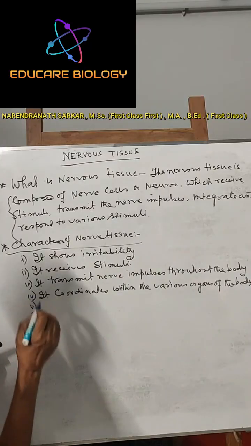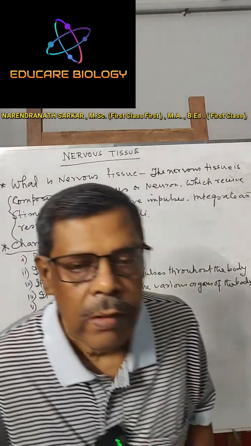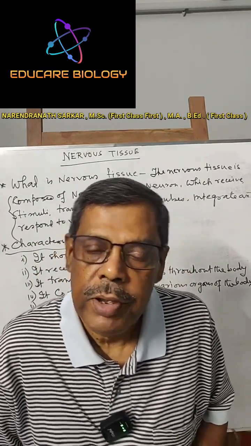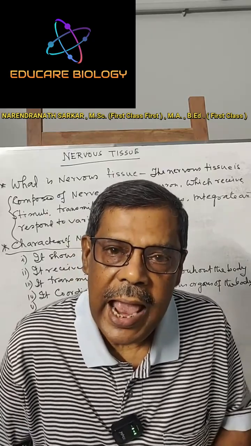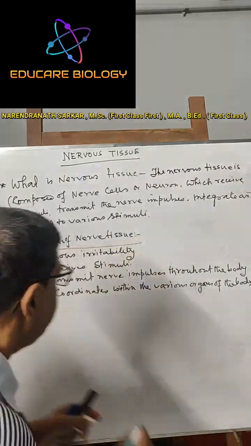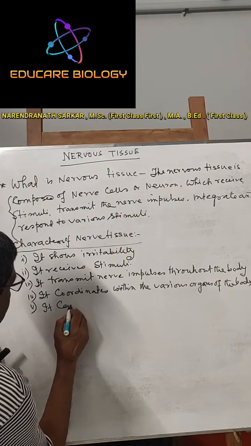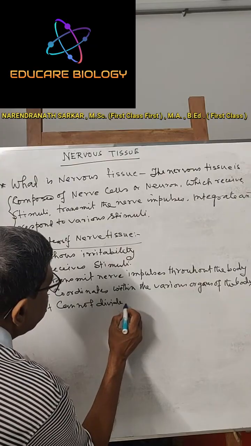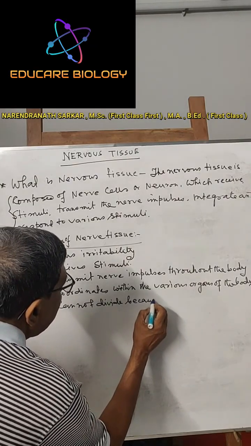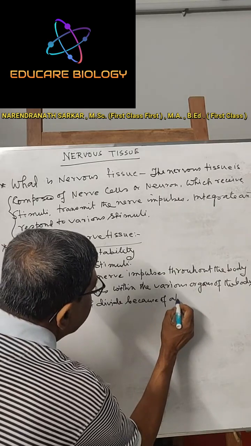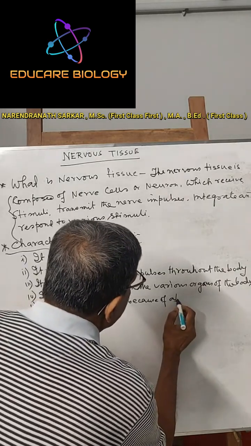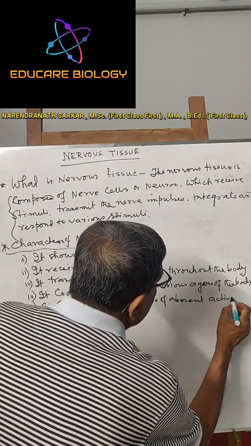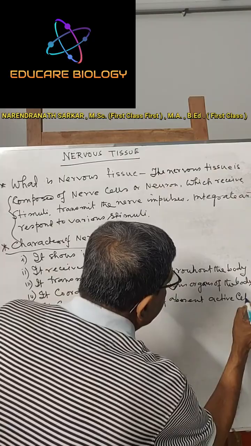Number 5, it cannot divide because it is absent of active centrosome. It cannot divide because of absent active centrosome.